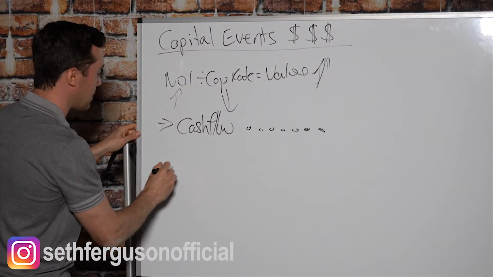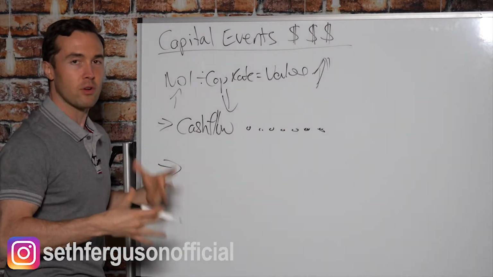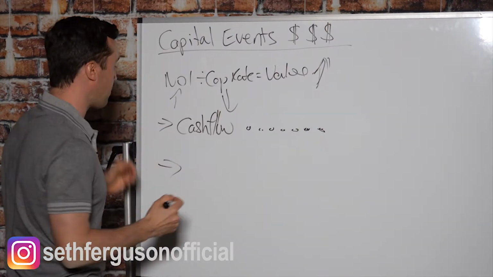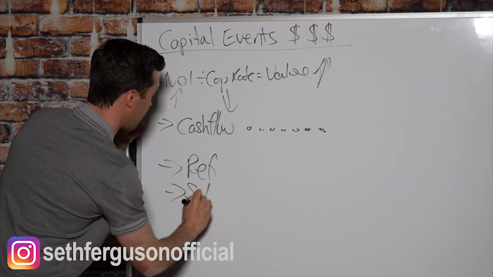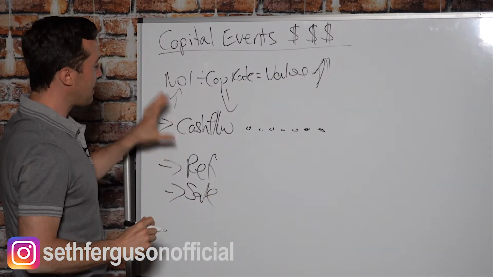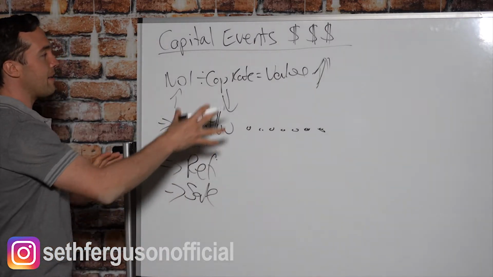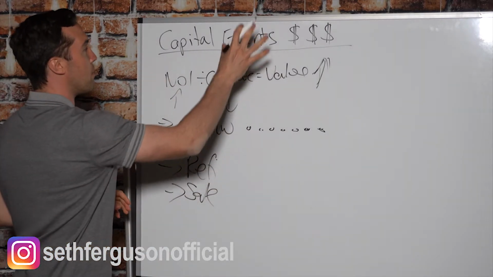And there are two types in multifamily real estate. You're going to really find two types of capital events. You're going to come across a refinance, then you're going to come across a sale. Now let me explain the difference between the two and how it kind of plays into the big payday.